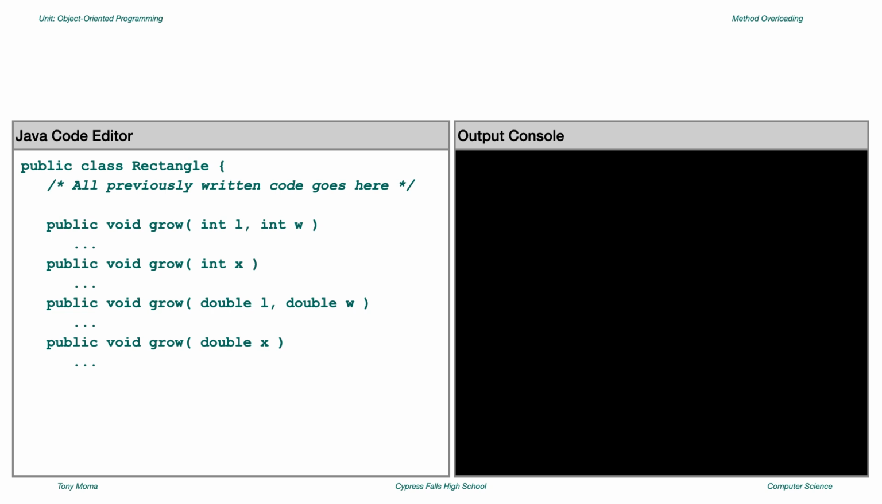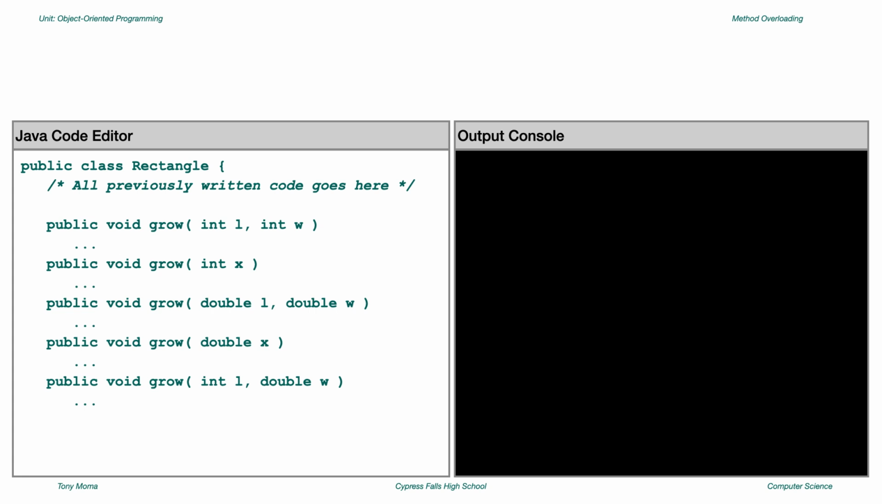Likewise, if I wanted to, I could define a fifth grow method that receives two parameters, but this time an int followed by a double. Once again, how will the compiler know which one I'm trying to use? Well, if I were to give it two integers, it would know that I'm trying to invoke the first grow method. If I were to give it two doubles, then it would know that I'm trying to invoke the third grow method. And if I gave it an integer followed by a double, then it would know I'm trying to invoke the fifth grow method.